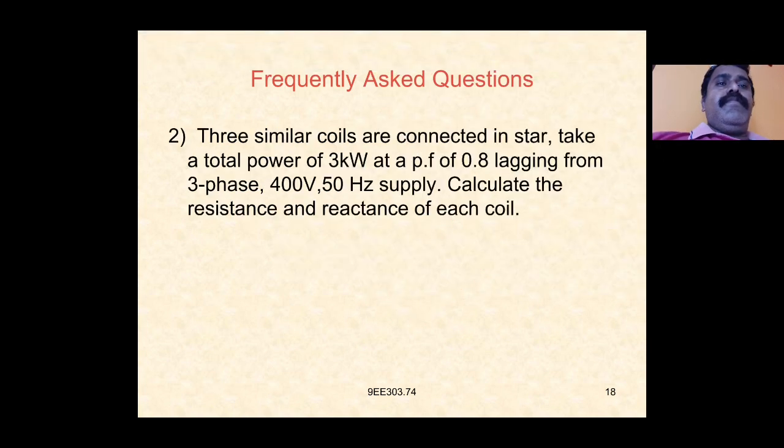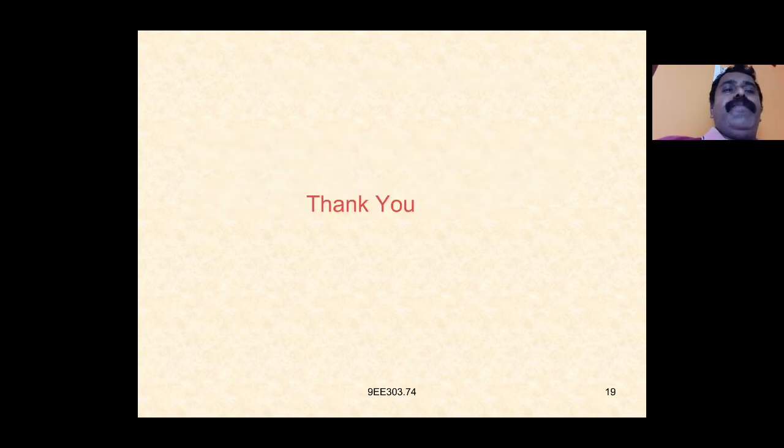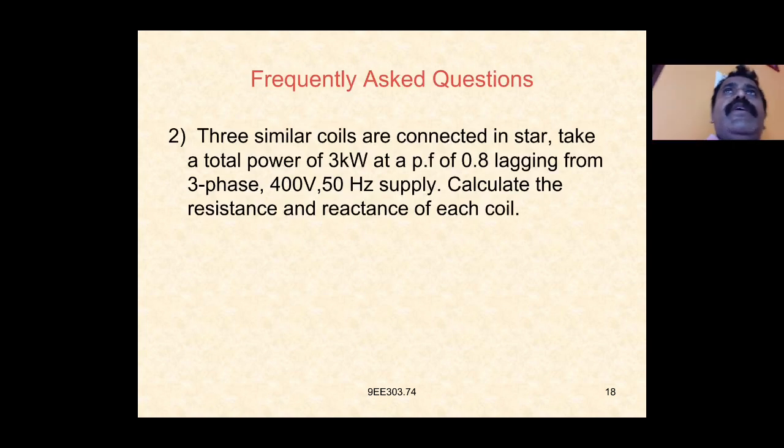Next problem: three similar coils are connected in star and take a total power of 3 kilowatt at a power factor of 0.8 lagging from a three-phase 50 Hz supply. Calculate the resistance and the reactance of each coil. So three similar coils are connected here.